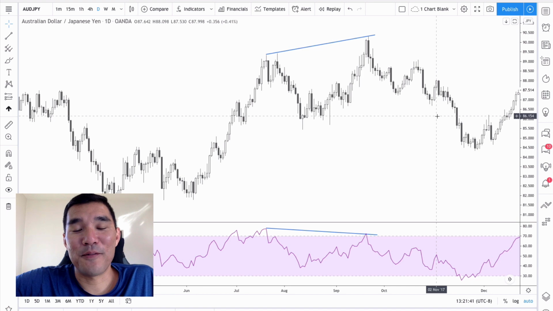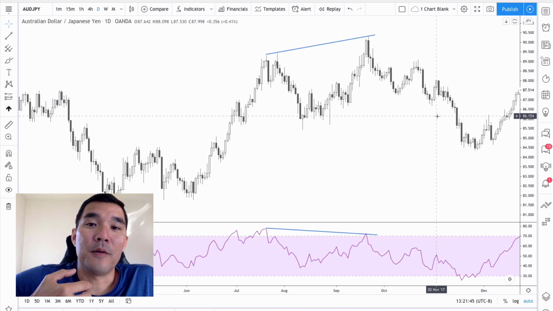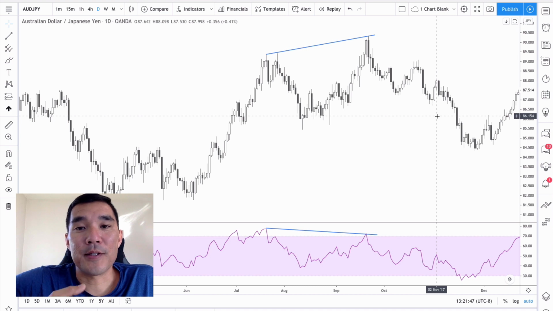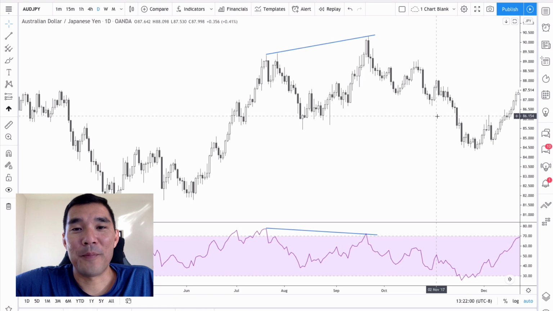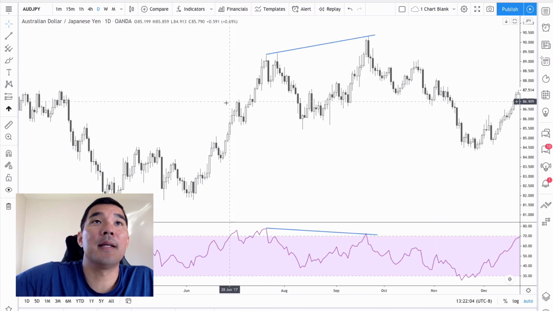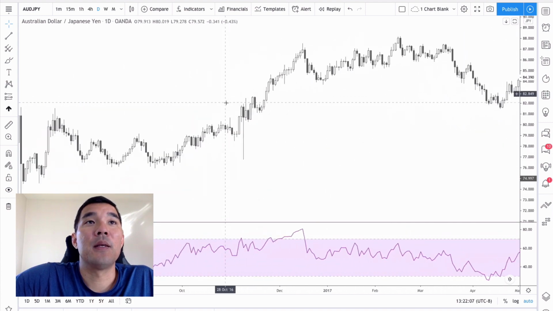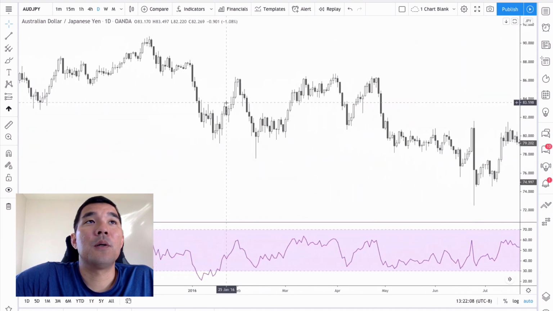So that's how RSI divergence works. You're just looking for a divergence between the peaks or the valleys on RSI versus the peaks and the valleys on price. Now, in what condition does RSI not work? It does not work in a strong trend. So let's take a look and see if we can find an example of a strong trend. So let's go.